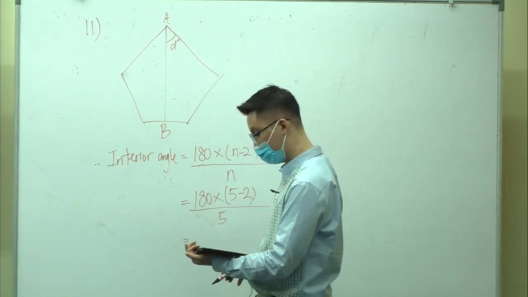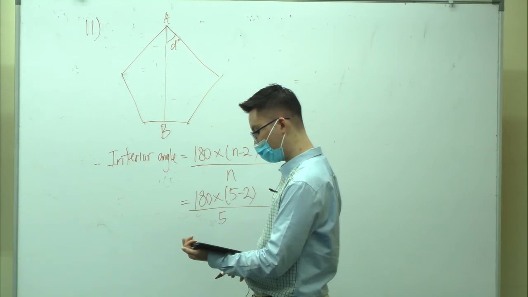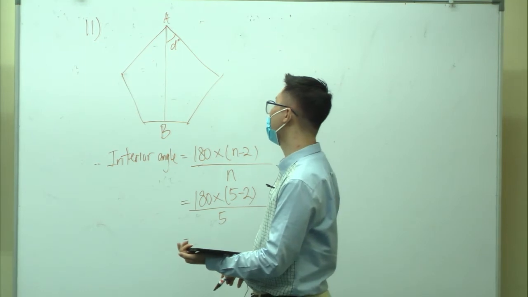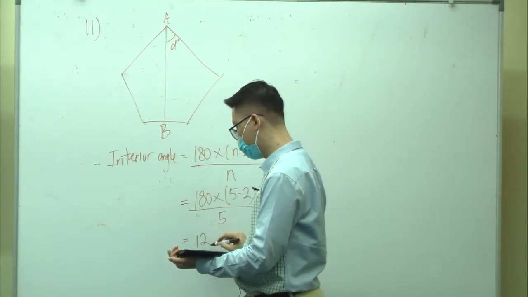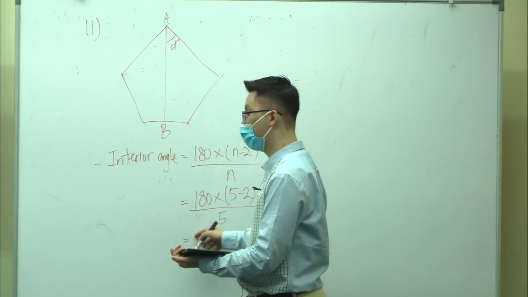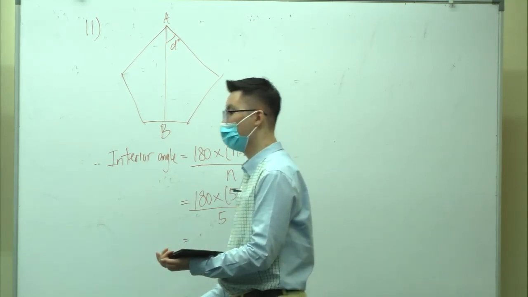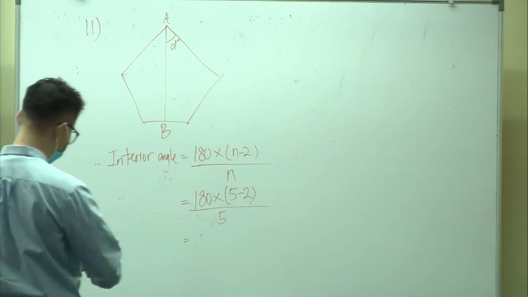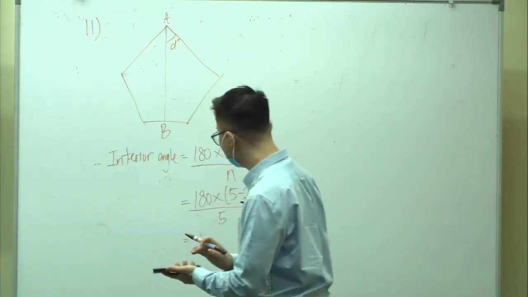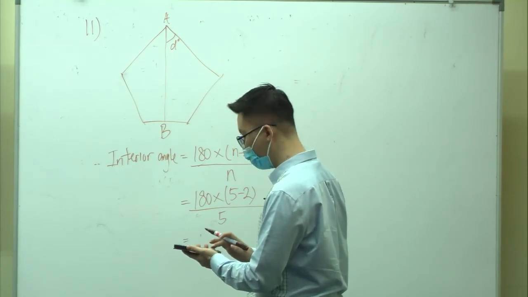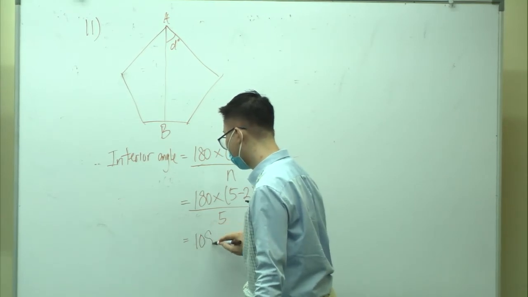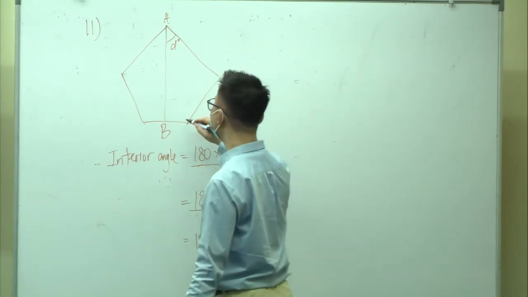This one you will get 108. Okay, hold on, I need to find out this one. I need to take my calculator. 180 times 3 over 5, 108. Okay, now you know, this is 108.